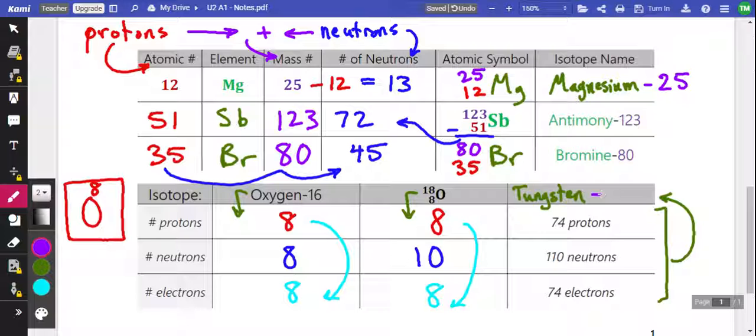Its mass number, which comes after the dash, is just the number of protons plus neutrons. Sometimes people jump to protons plus electrons. We don't want that. We want protons plus neutrons. So 74 plus 110 gives us 184. And that's what we would call this isotope. We call it tungsten 184. So your assignment is going to be very similar to this, either figuring out the number of protons, neutrons, and electrons in an isotope, or going the other way and figuring out what we call the isotope with a certain number of protons, neutrons, and electrons.